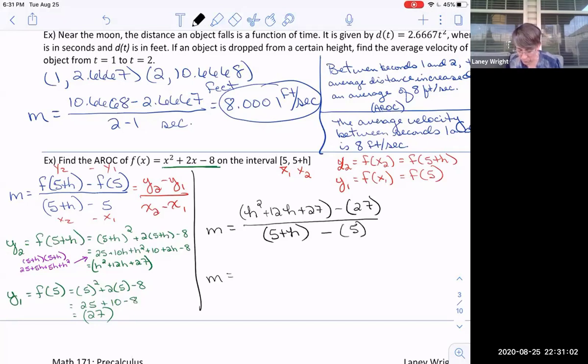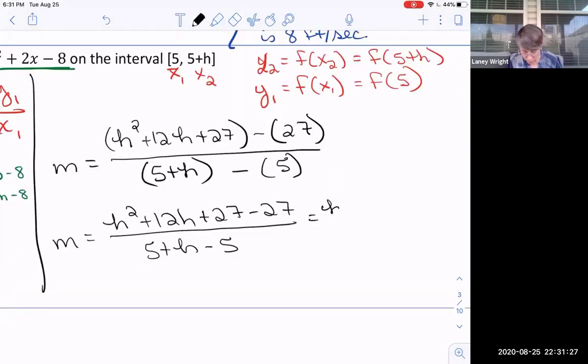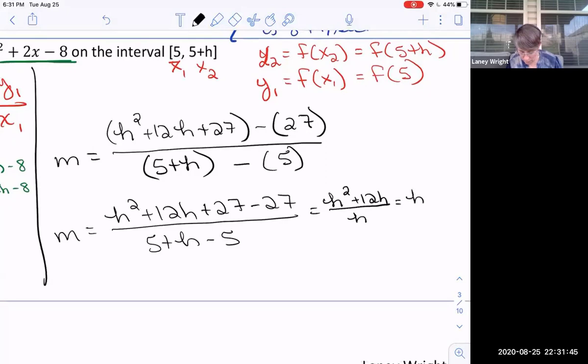So at the top, we have h squared plus 12h plus 27 minus 27. And at the bottom, 5 plus h minus 5. We combine our like terms there. That gives us an h squared plus 12h over h. So that gives us an h plus 12.